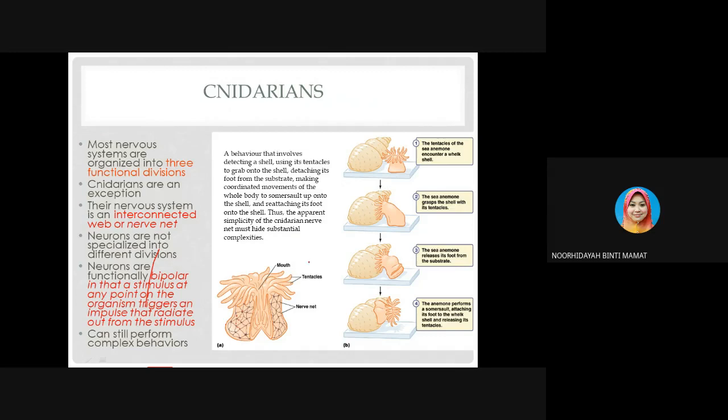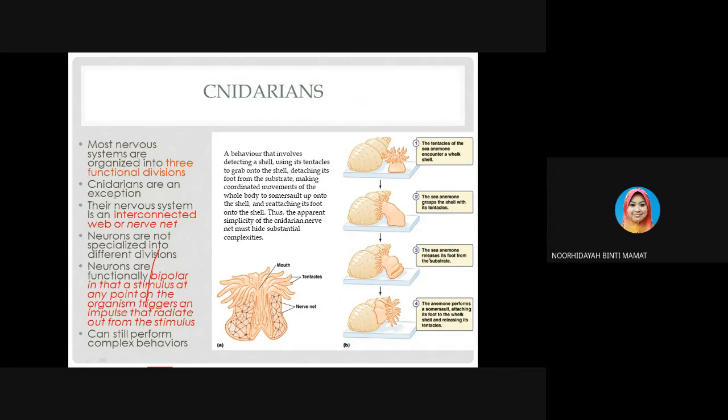For example, in here, this is a cnidarian. A behavior that involves detecting a shell using tentacles. So these are the tentacles, and this is the mouth, used to grab onto the shells. Here the tentacles of the sea anemone encounter a whelk shell. Then the sea anemone will grab the shell with its tentacle.